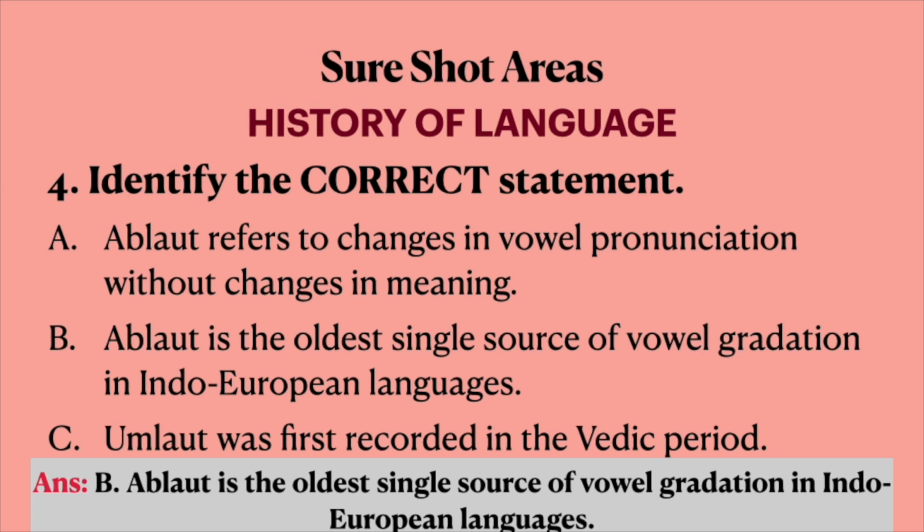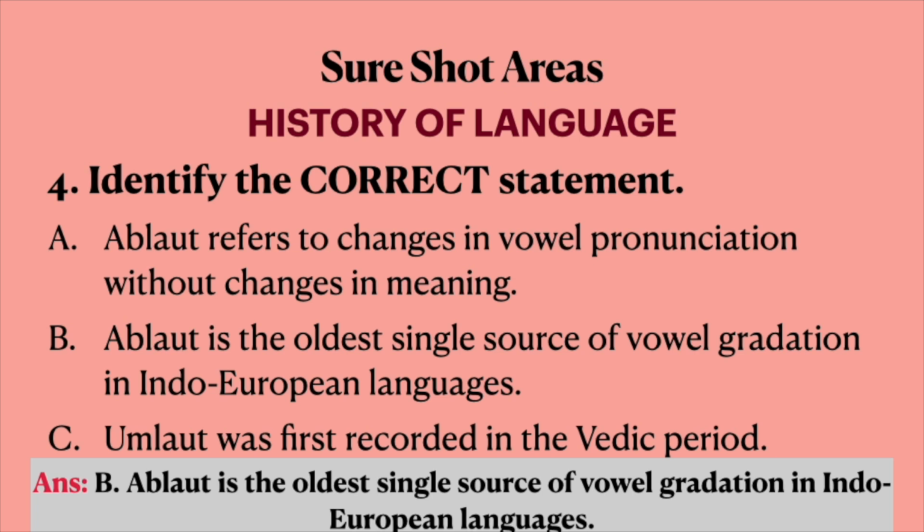Sure. Ablaut and umlaut are two different phonological mutations. What do you mean by phonological mutations? That means changes that happened to speech sounds as language developed. So, as language developed, changes happened to speech sounds. Ablaut and umlaut are two such changes.